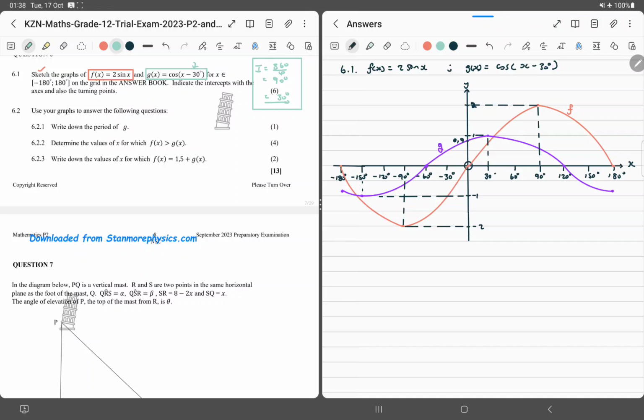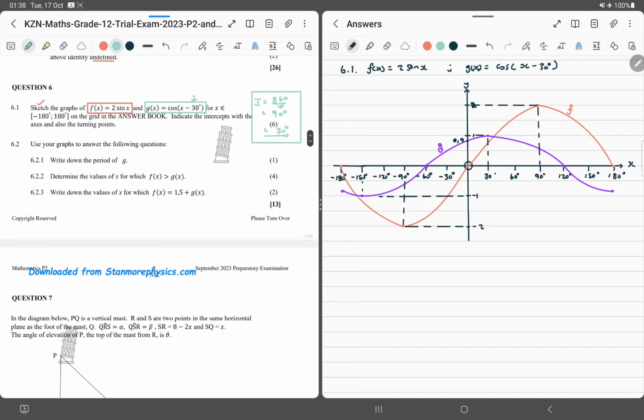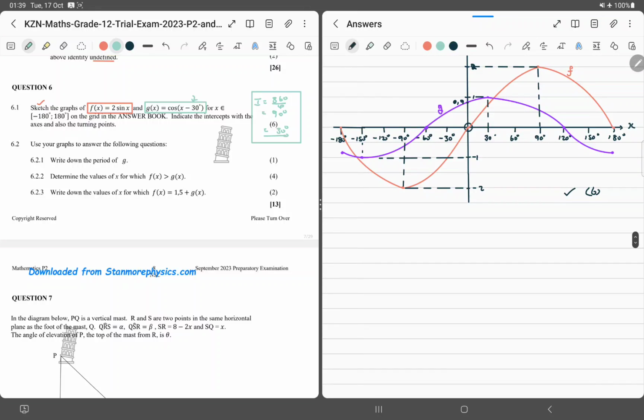Now folks, we are sorted here. We are essentially sorted. Now those are the graphs. So we're scoring how many marks? 6 marks. Wow. So that one is done, guys. It's done. Okay, time is trying to run away from us. So let's do 6.2. So those are going to be the interpretatory questions. So it says use your graphs to answer the following questions.